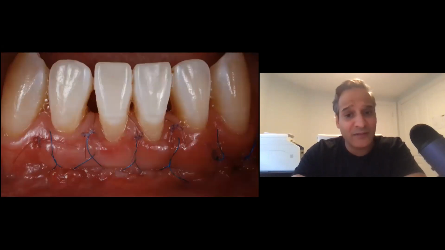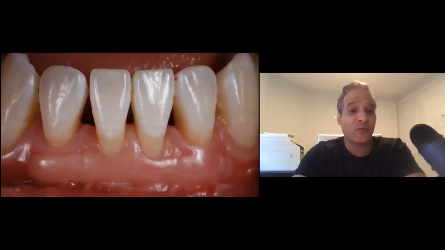This is at 2 weeks where we remove the stitches and see how things are healing. Everything looks nice and pink. So I know that the graft is surviving and we're getting blood supply. And this is once it's matured. So now we have a nice thick band of tissue.